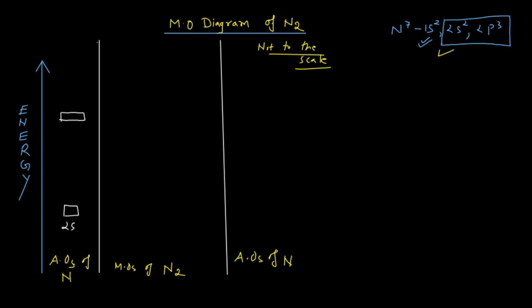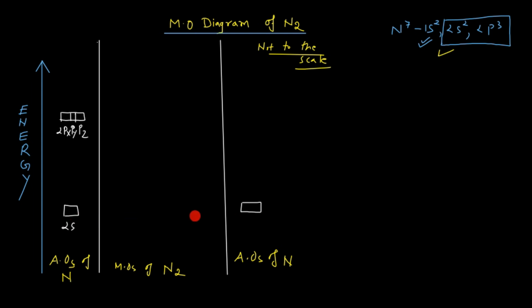Above this you have the 2p of your nitrogen. You can call it 2px, 2py or 2pz. Since it is a diatomic molecule, just draw them parallel to this. Please remember, I don't have a scale to give you the exact parallel line, but when you draw in your examination, these two orbitals must be on a parallel line because they are identical in energy.